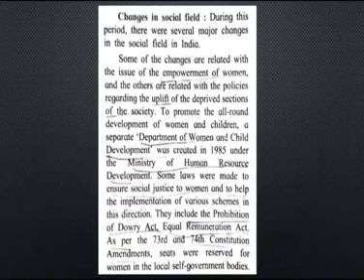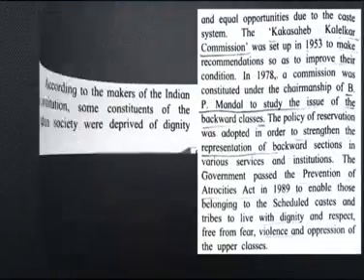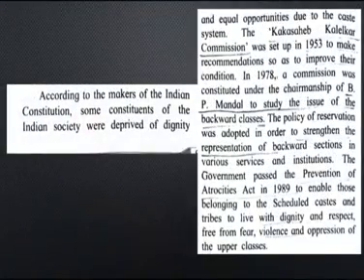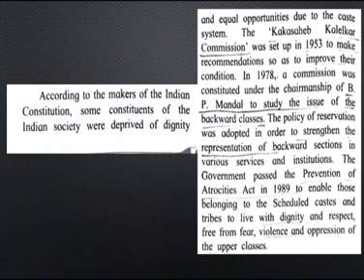The next is the betterment of the weaker section. According to the makers of the Indian Constitution, some sections of Indian society were deprived of dignity and equal opportunity due to the caste system. The Kaka Saheb Kalelkar Commission was set up in 1953 to make recommendations to improve their condition. In 1978, a commission was constituted under the chairmanship of B.P. Mandal to study the issue of backward classes.